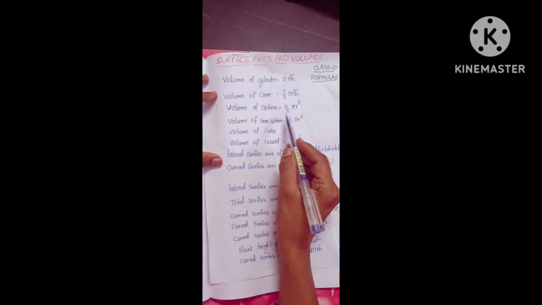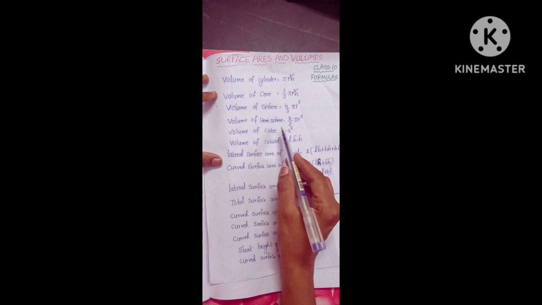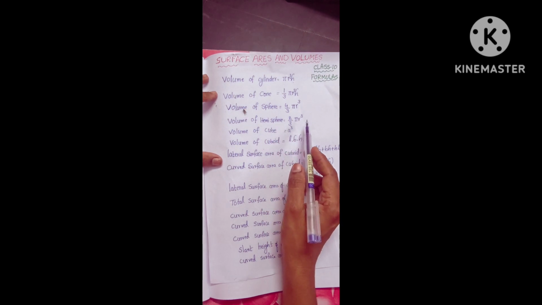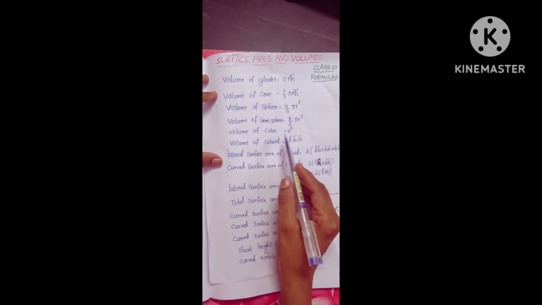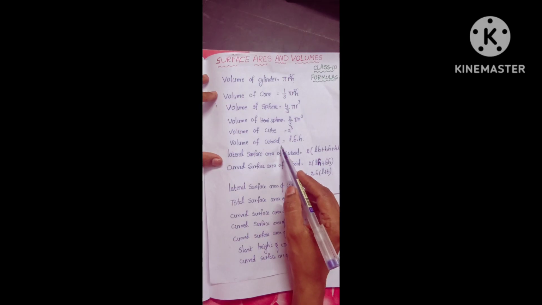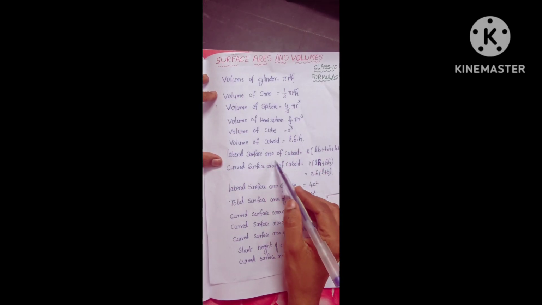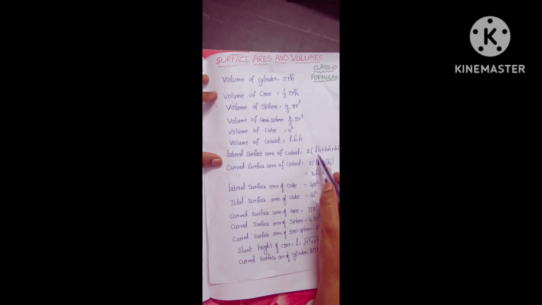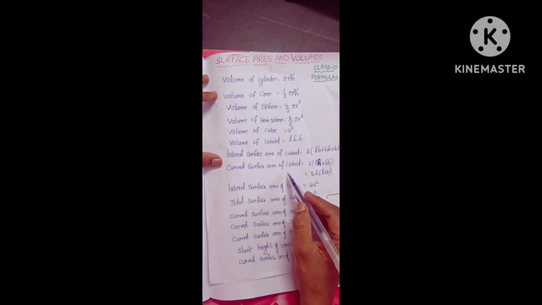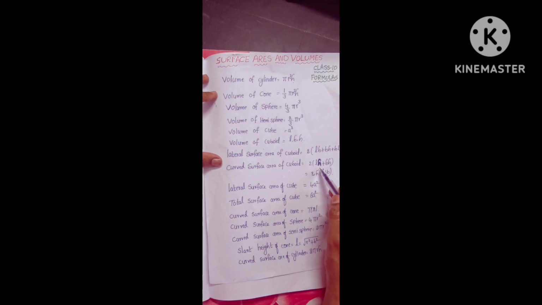Volume of a sphere is 4 by 3 pi r cube. Volume of a hemisphere is 2 by 3 pi r cube. Volume of a cube is a cube. Volume of a cuboid is length into breadth into height. Lateral surface area of a cuboid is 2 of LB plus BH plus HL. And the curved surface area of a cuboid is 2 of LH plus BH. In this we take the common H, that's why you can write 2H of L plus B.